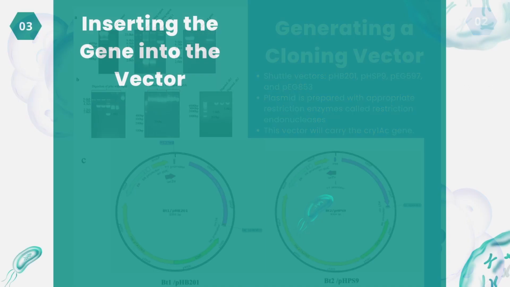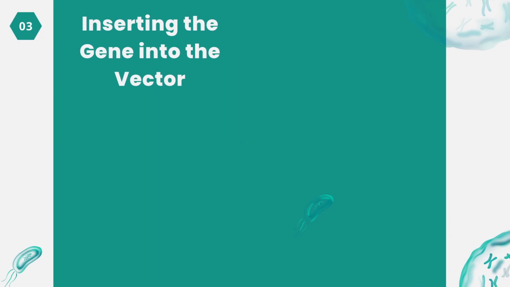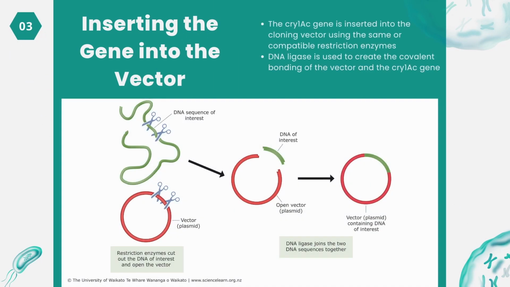Then we come to the third step, inserting the gene into the vector. The Cry1Ac gene is inserted into the cloning vector using the same or compatible restriction enzymes, creating compatible sticky ends on both the Cry1Ac gene and the vector. The sticky ends are then ligated together using DNA ligase to create the covalent bonding of the vector and the Cry1Ac gene to create a recombinant DNA molecule.